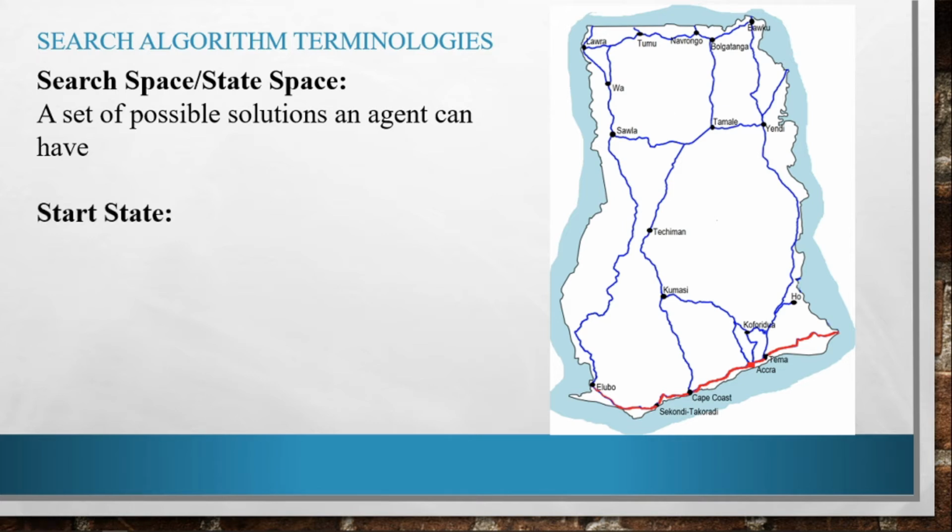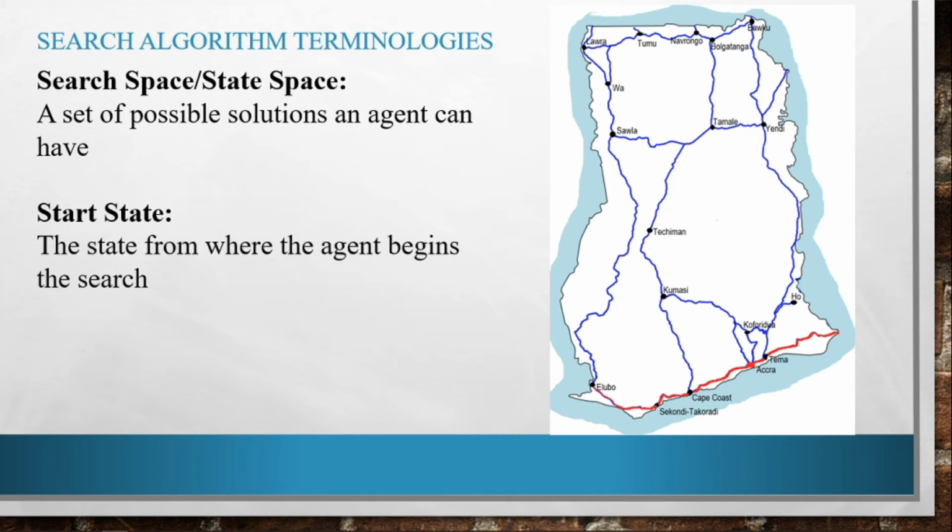Let's move on to the next term, that is the start state. The start state is the state where the agent begins the search. So as I said, when the agent is found in Navrongo, Navrongo becomes the start state. That is where the agent is starting his search.